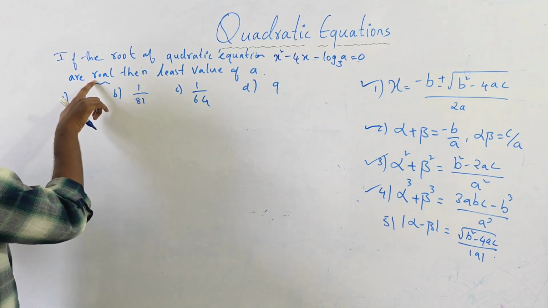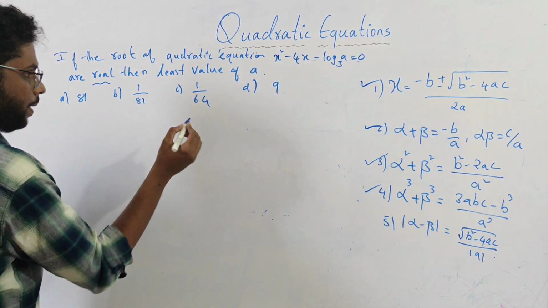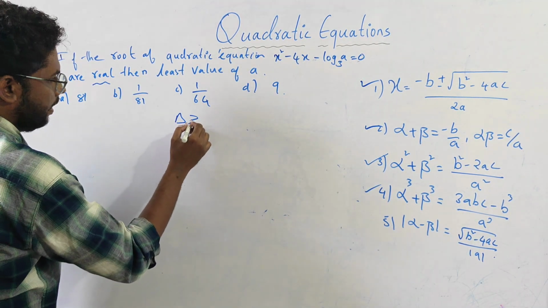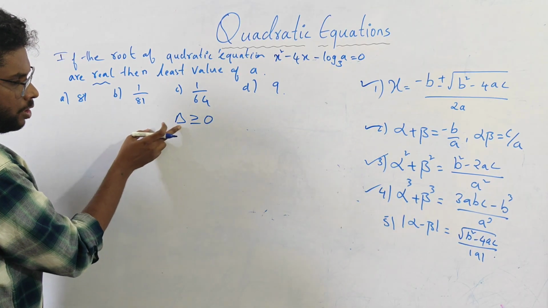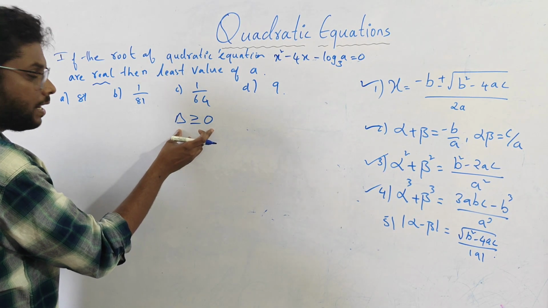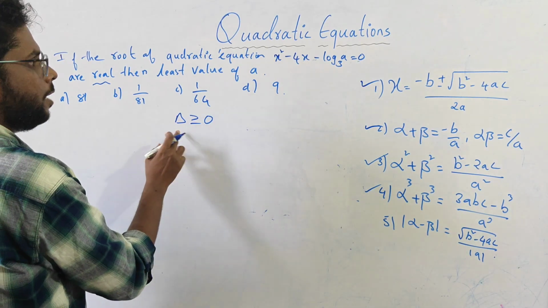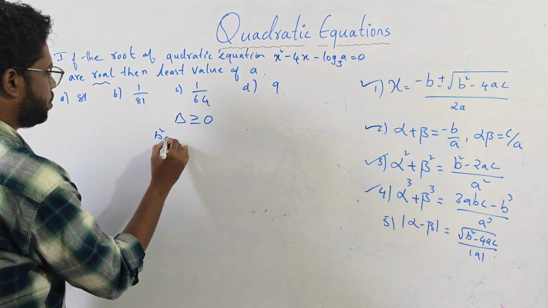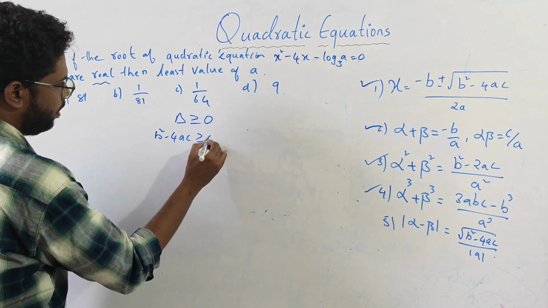Only they have mentioned real, so we have to take two cases. By clubbing the two cases, can I write: the discriminant should be greater than or equal to 0. In this case only we will get the roots are real. Okay, now what is the discriminant? That is nothing but b square minus 4ac, which should be greater than or equal to 0.